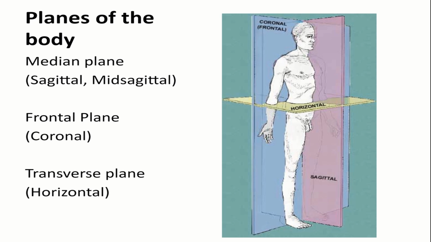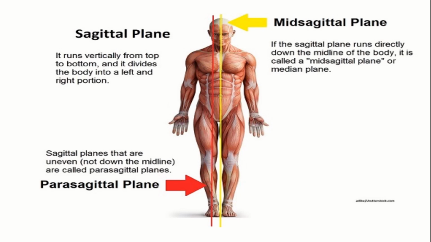Then we have the frontal plane, which divides the body into front and back. We have the transverse, which is where we divide the body into top and bottom, or superior and inferior. And I want to talk a little bit about why the median has so many different names. It has to do with the fact that sagittal just means a vertical division of the body. And so there's lots of ways you could divide the body along, like through the face.